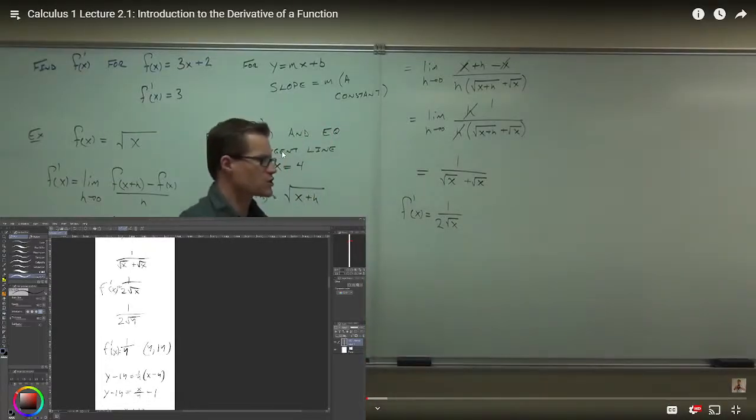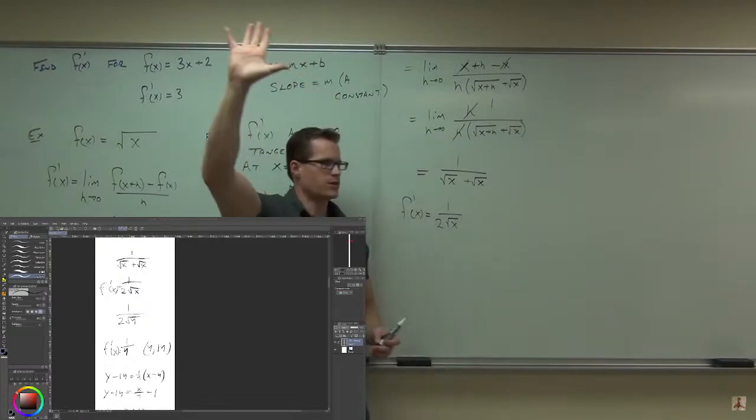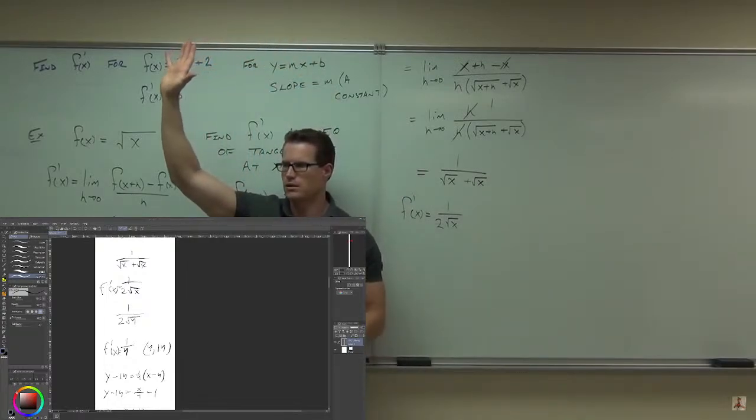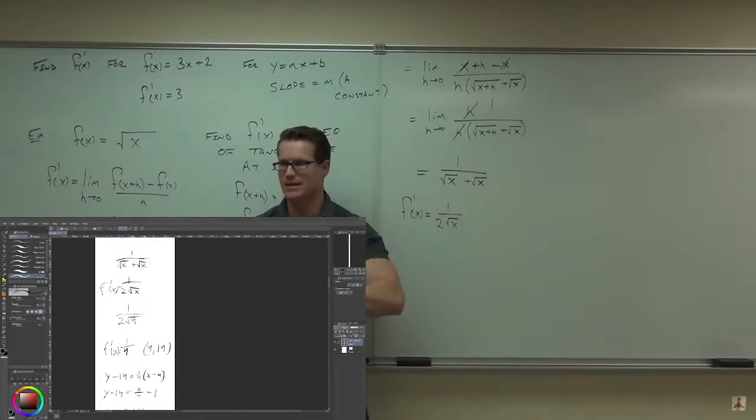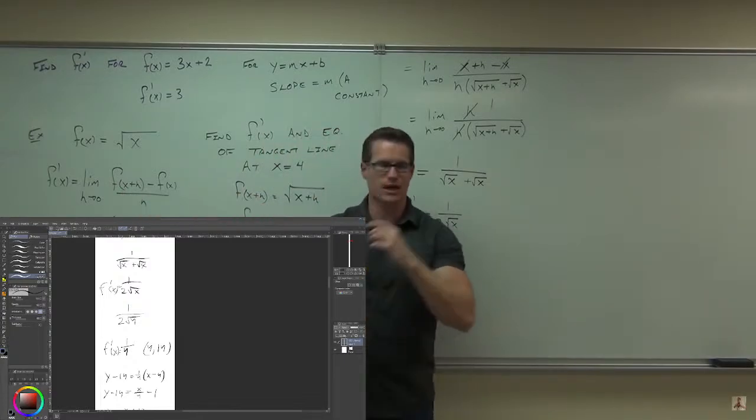Show of hands, how many people feel okay with our derivative? Feel all right with that? Good. Remember when you add root x plus root x, you don't get x. You get 2 root x. That's not what gets rid of its multiplication, that does.